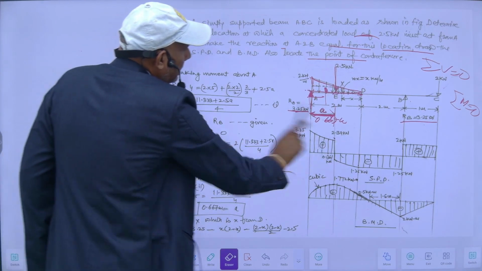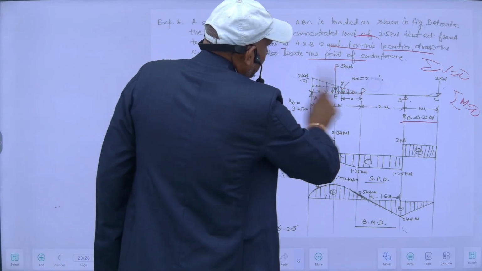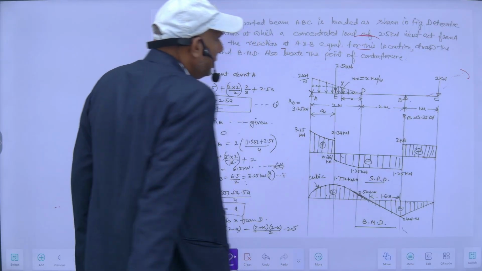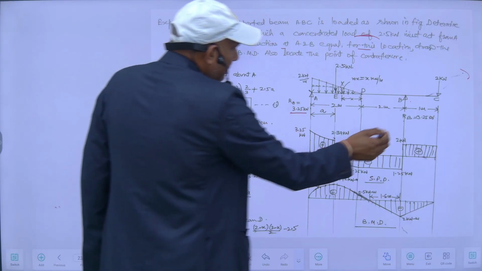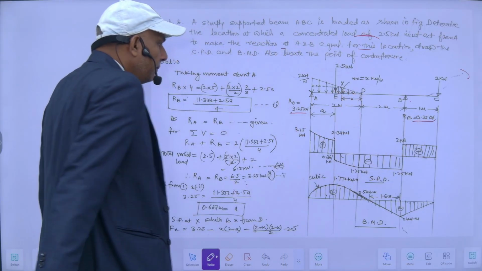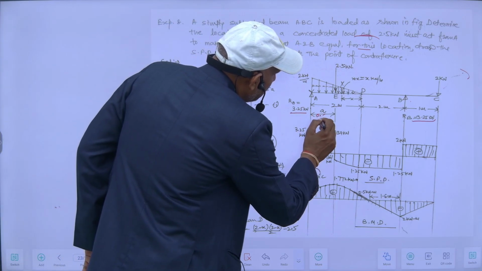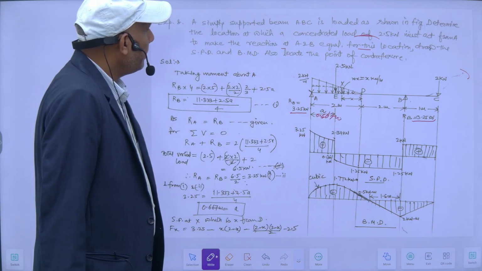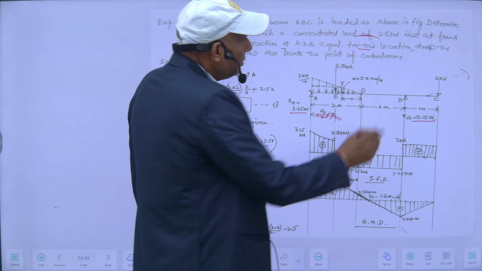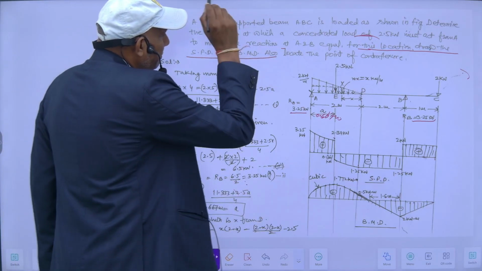So now I have the reactions: 3.25 kilonewton, this one and this one, and this location is 0.667. This is 0.667 meter. So for these locations I have to draw the SFD and BMD.